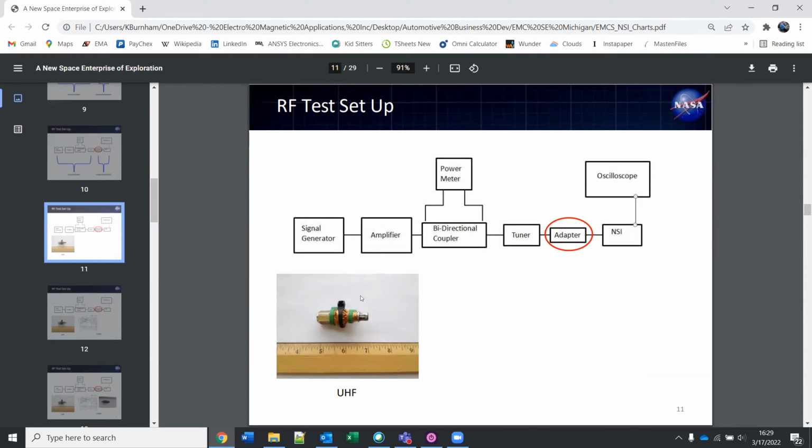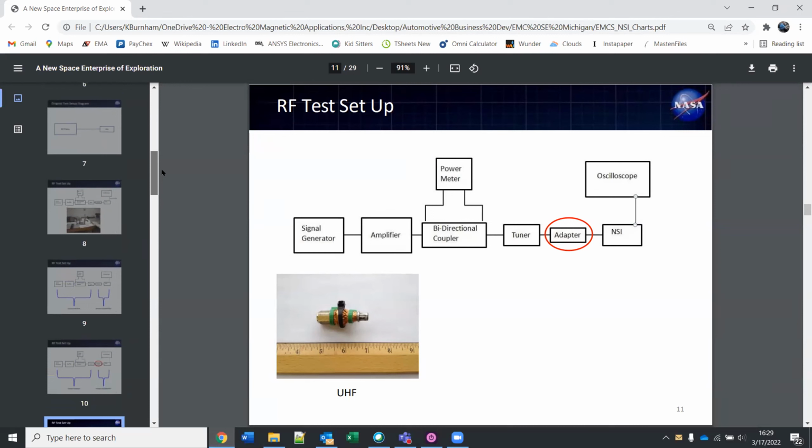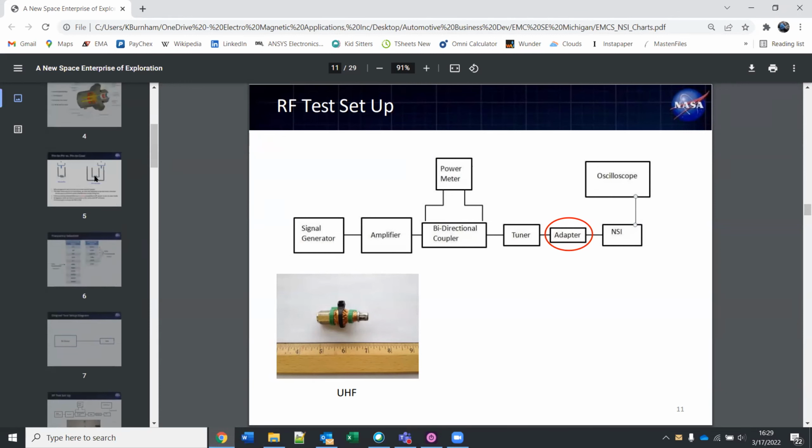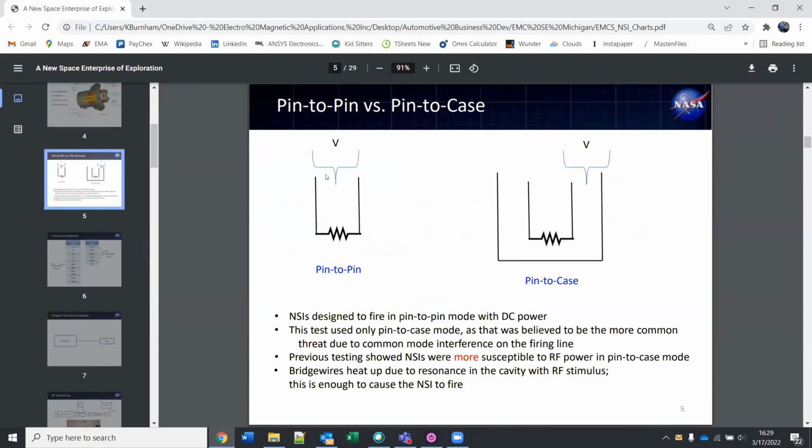So with the UHF, it wasn't that bad. In the 400 megahertz, I took an N adapter, tied the center pin to both the inputs of the NSI, and then got the outer case of the NSI to contact the outer shield of the N connector. And the reason that works, because you're like, didn't you just short the bridge wires together? How could that possibly still function?